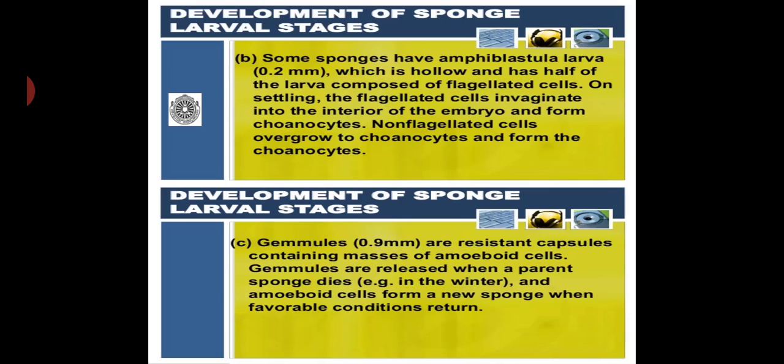Now coming to gemmules. These gemmules are a kind of asexual reproductive bodies having a size of about 0.9 millimeter, and these are resistant capsules containing masses of amoeboid cells. Gemmules are released when a parent sponge dies, for example in the winter, and the amoeboid cells form a new sponge when favorable conditions return.